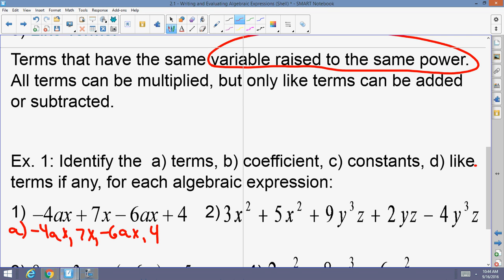Okay, how about B? B is the coefficients. What would the coefficients be here, gentlemen? Negative 4, 7, negative 6. No, 4 is not a coefficient, my brother. However, for C, I want the constants. What are the constants here? What's the only constant here, guys? 4 is the number by itself.